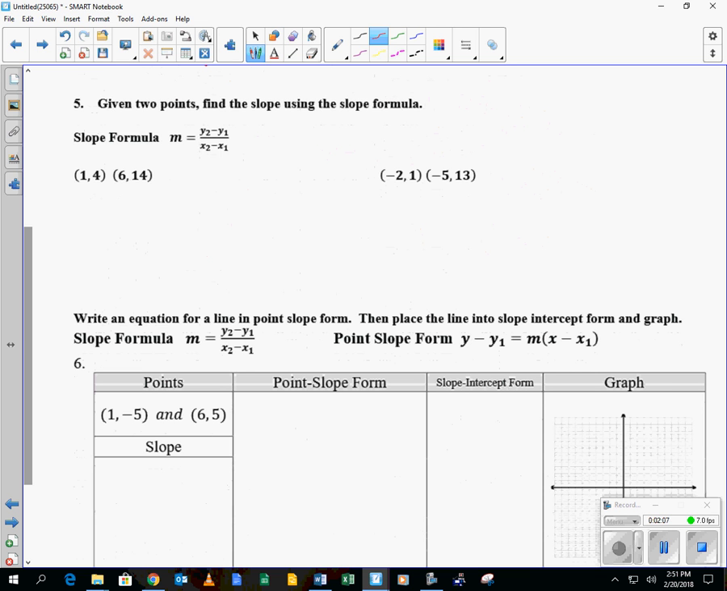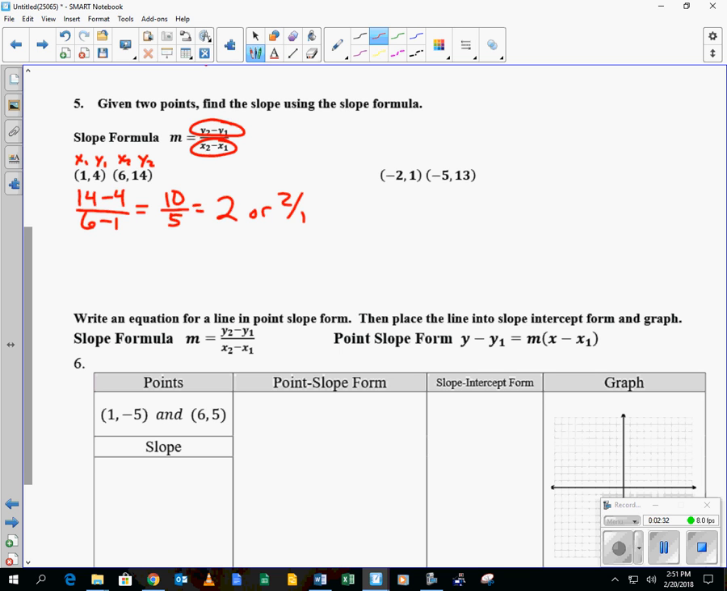Given 2 points, find the slope. This is x1, this is y1. This is x2, this is y2. So 14 minus 4, I'm using this part of my slope formula, divided by 6 minus 1, that part of my slope formula. And I get 10/5, which is 2. Now on the test, I'd accept 2 or 2/1, either one. You would have to reduce 10/5.